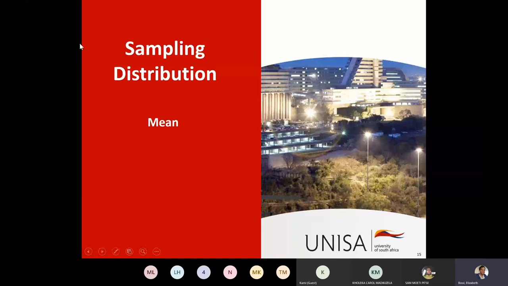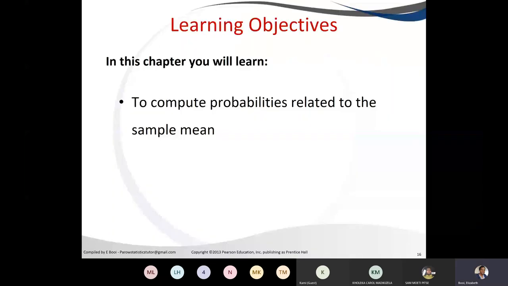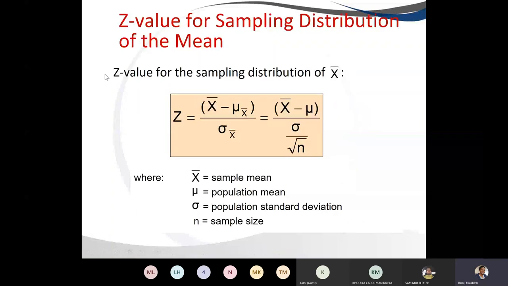So we can move on to doing the probability. Now let's look at calculating the sampling distribution of the mean and how we calculate the probability related to that sampling distribution. By the end of this 30 minutes, you should know how to compute those probabilities related to the sample mean.